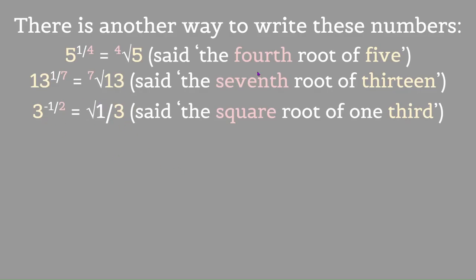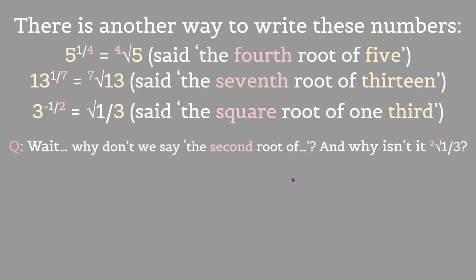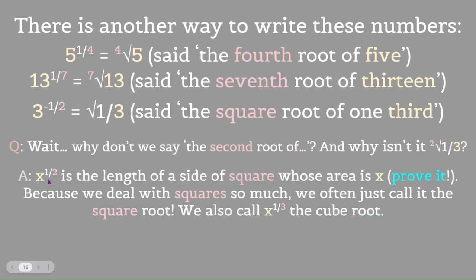This one's interesting though, right? Because we said fourth, seventh, and now we're saying square. So wait, why don't we say the second root of? Why isn't it 2 root 1 over 3? So the answer to that is that x to the 1 over 2 is the length of a side of a square whose area is x, right? What is area equal to? Side length times side length, right? So x squared. Because we deal with squares so much, we often just call it the square root.